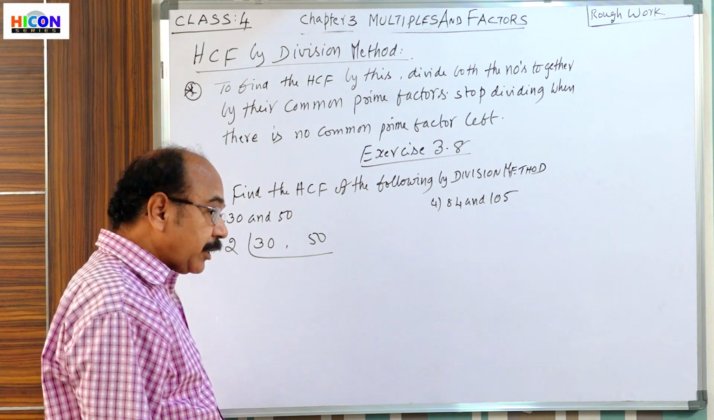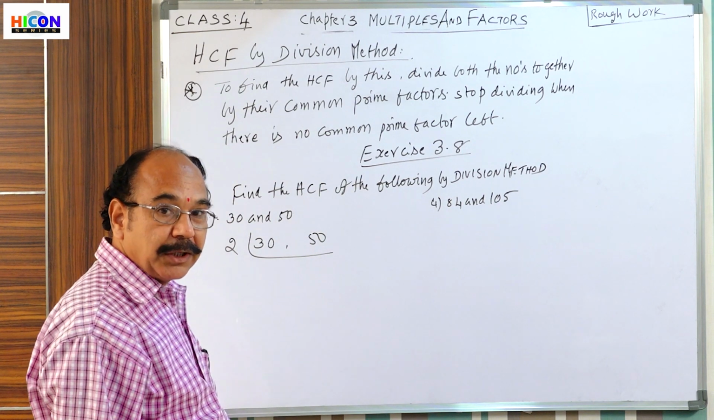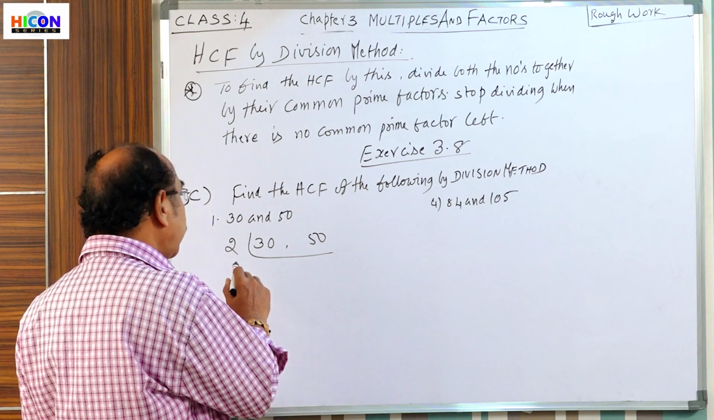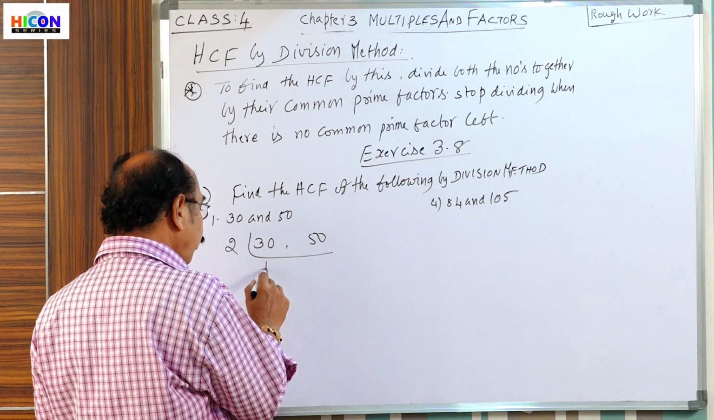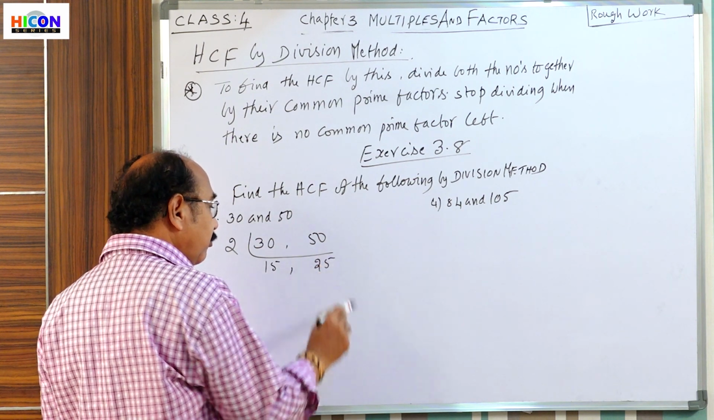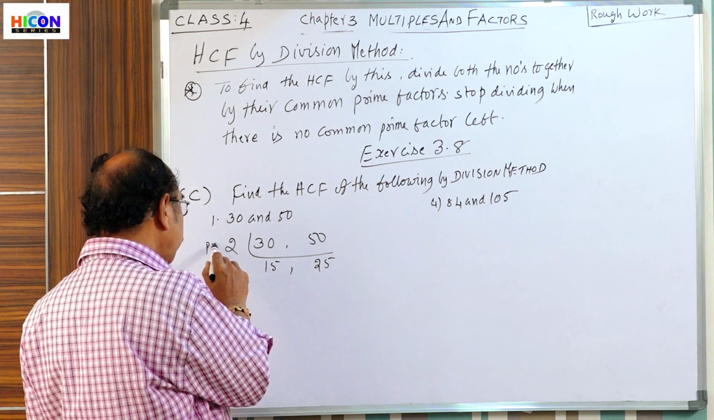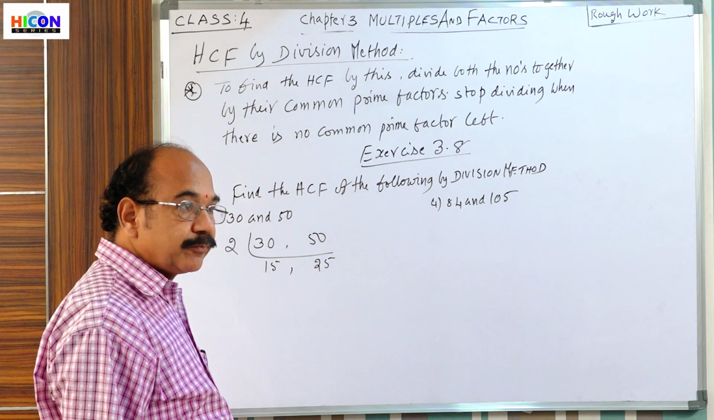Okay, so let us take here 2. 2 is a prime number. 2 is a prime factor. 2 15s are 30 and 2 25s are 50.